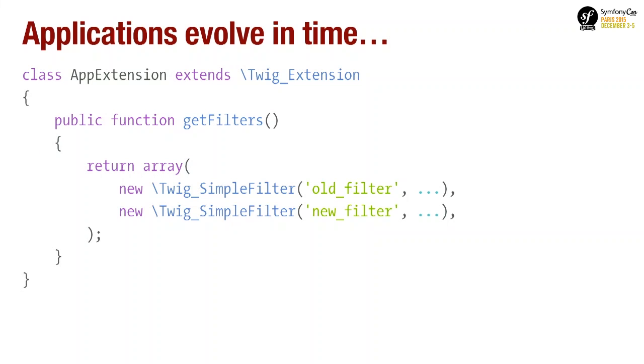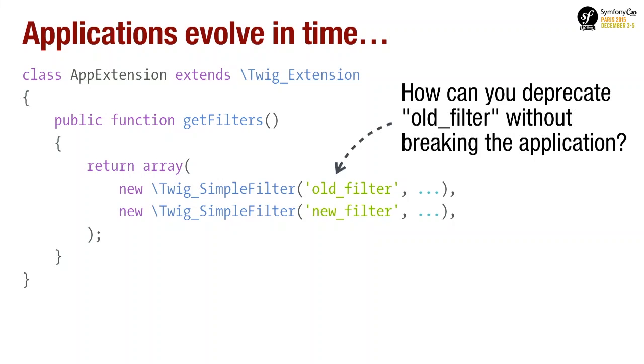As applications evolve, some features are gone, some features are new, and the problem is, how can you deprecate all the old stuff without breaking the application? I mean, imagine the old filter is deprecated and you don't want developers to use it anymore. How can I do that without breaking the application? How can I do that the Symfony way, the professional way of breaking things?